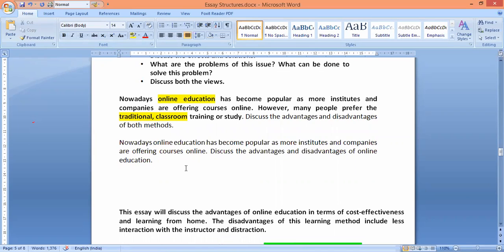Yes, sir. This was the point. You have to be very careful. I remember one of my students who wrote only one side. She thought, okay, advantage, disadvantage, and just wrote two advantages of online education and two disadvantages of online education. Completely missed the traditional classroom part.